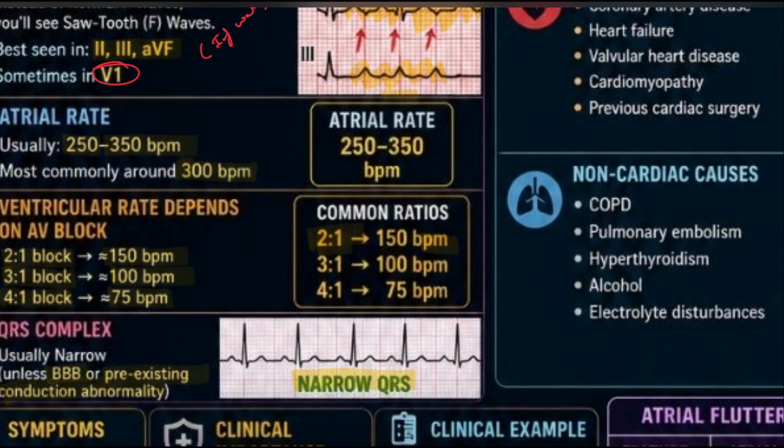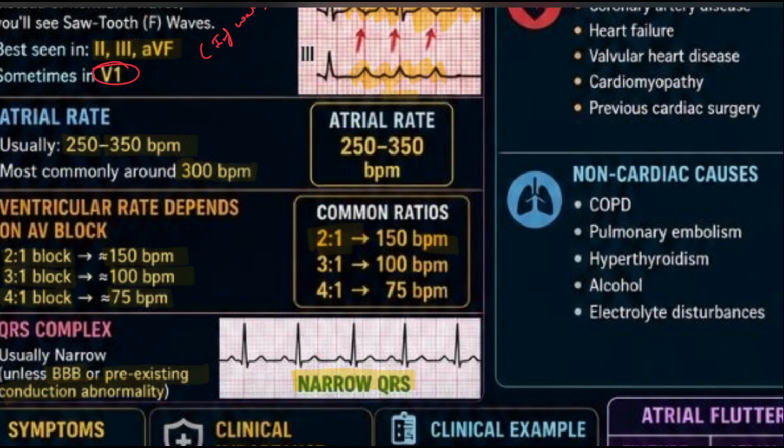F means failure, like heart failure. L means lung disease. U means uncontrolled hyperthyroidism, thyrotoxicosis. T means thromboembolic risk. And E means ethanol or alcohol consumption. R means somatic or structural heart diseases.